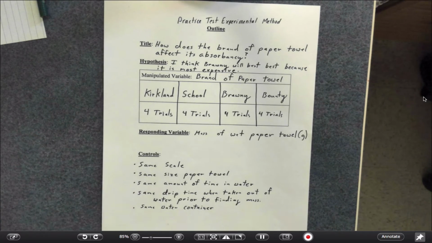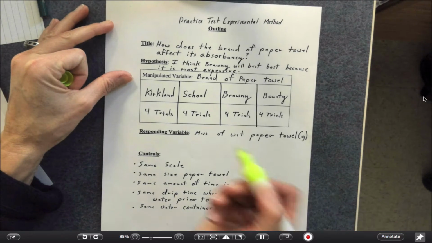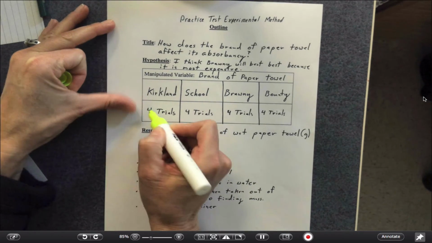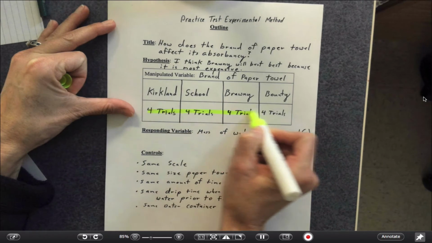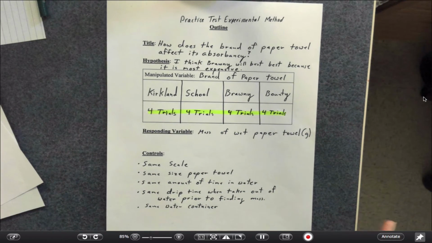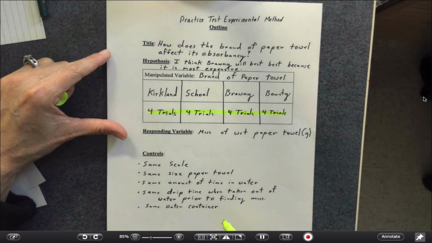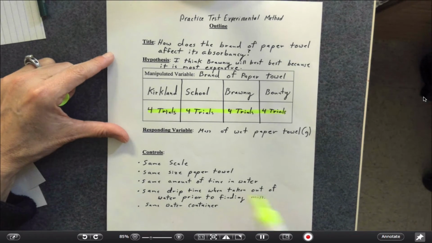Now again, these controls are not given to you in the scenario. You're going to have to make up your own information. For example, again, we made up the amount of trials. So your trials might be different than mine, and that's okay, as long as you have 3 or more. Our controls are going to be different as well. We're having to come up with our own information.